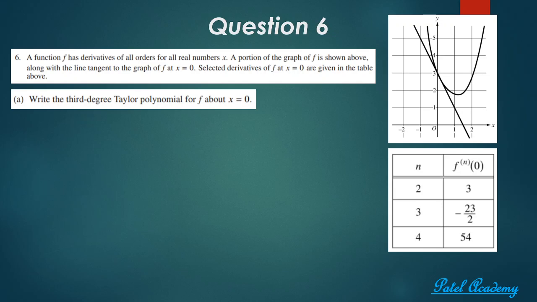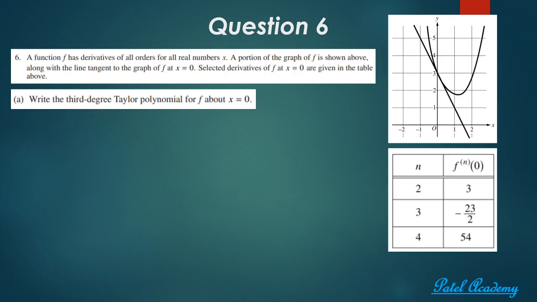All right, so this is the last question, and normally this last question, as you can see here, does involve something about Taylor series or Taylor polynomials. So if function f has derivatives of all orders for all real numbers x, we're given a graph, and then we're given a table with all the important derivatives, and we're asked to find the third degree Taylor polynomial for f about x is equal to 0.